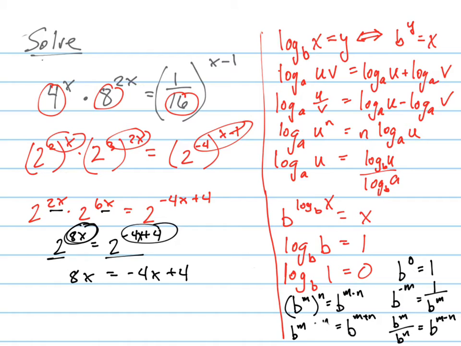Oh, that's easy. Add 4x to both sides, I get 12x equals 4. Divide by 12, I get 1/3. Which I would never have been able to guess and check. That would have been way too hard, because some people just look up here and just try to guess and check.